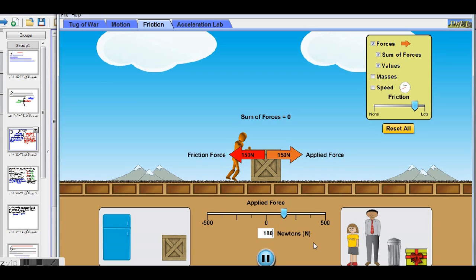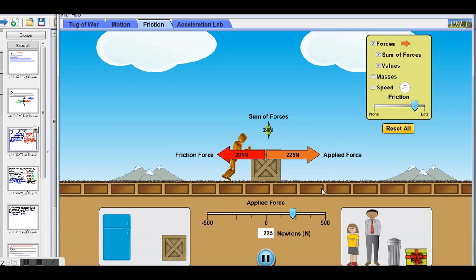150, 180, because the surface is very rough actually. 225, here it moves. The maximum friction it can reach is 201. 225 exceeds 201, the object starts moving.